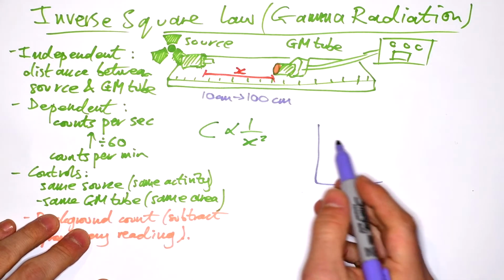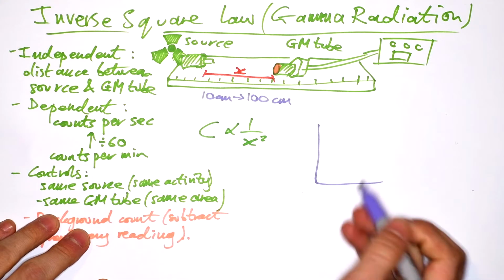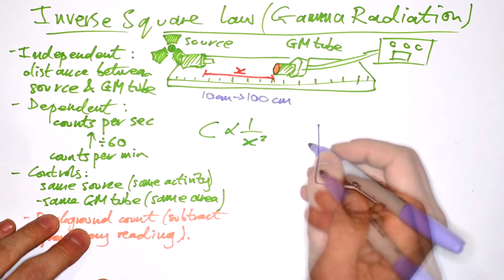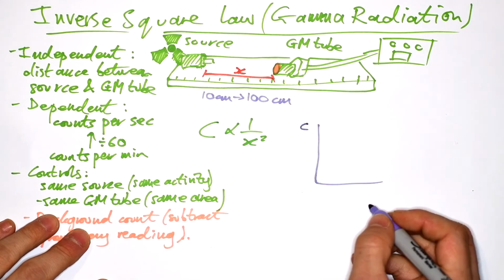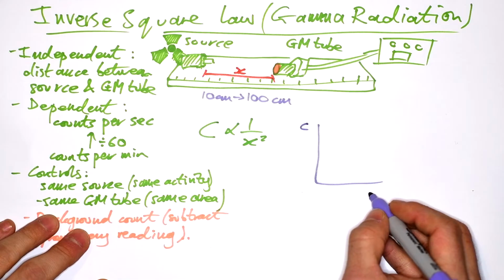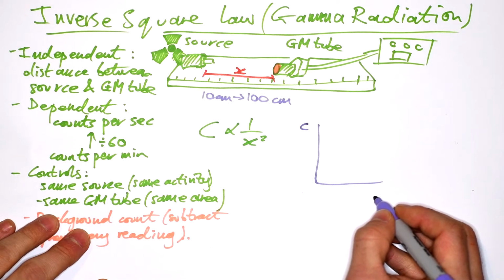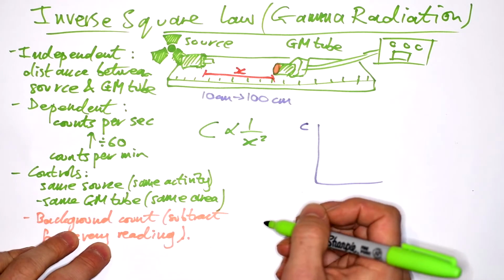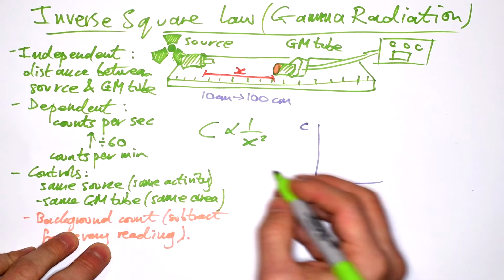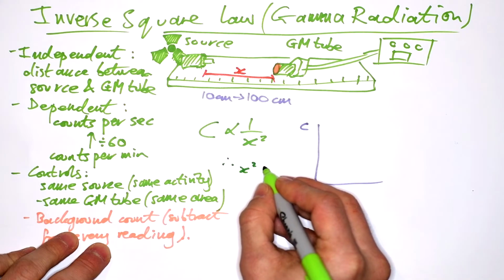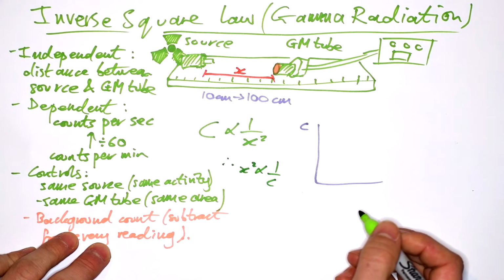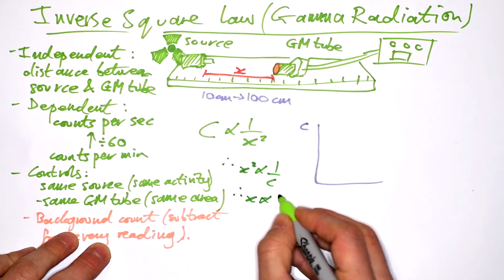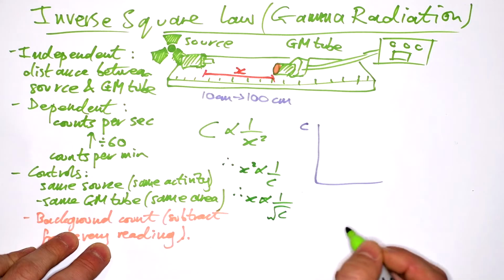So what do we need to plot on our axes? Well, we're not going to put c against x, count against distance. That's because they are not proportional. So we could, if we wanted to, put count on the y-axis, and then we could put 1 over x squared on the x-axis. However, it's better to rearrange it, and you'll see why in a minute. Because c is proportional to 1 over x squared, that means that x squared is inversely proportional to the count. Square root the whole thing. That means that distance is inversely proportional to the square root of the count.